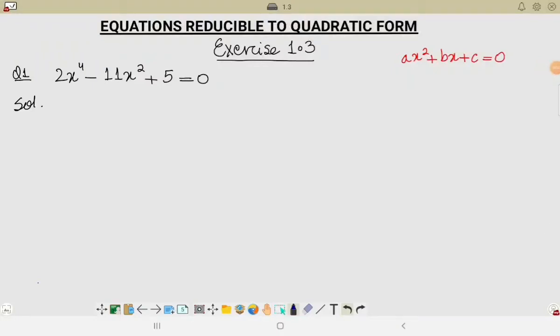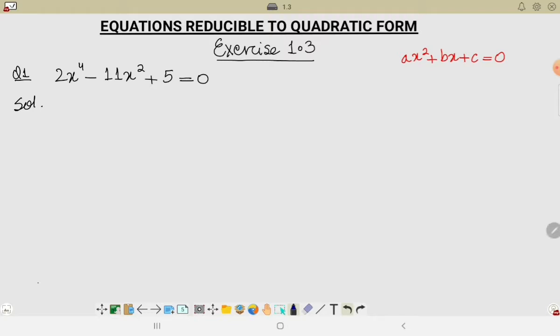Assalamu alaikum. In this video, we are going to solve the equations which are reducible to quadratic form. So the equations given in exercise 1.3 are not themselves quadratic. We are going to make them in the quadratic form. So how are we going to make them in the quadratic form? By applying some substitution. Let's see in the first question.